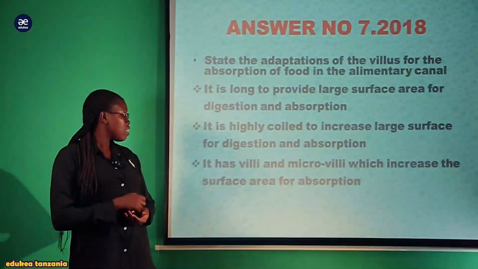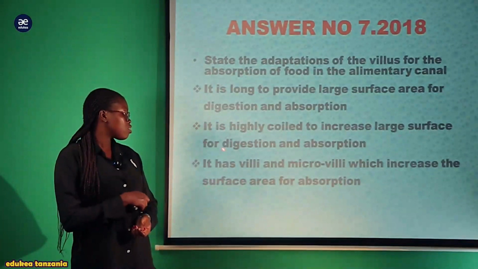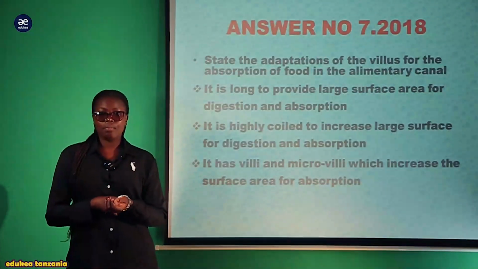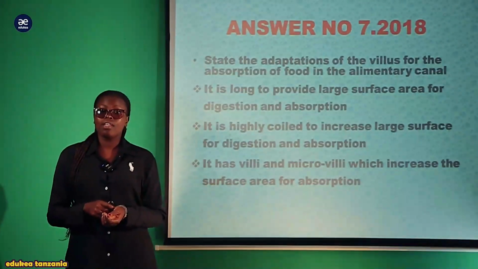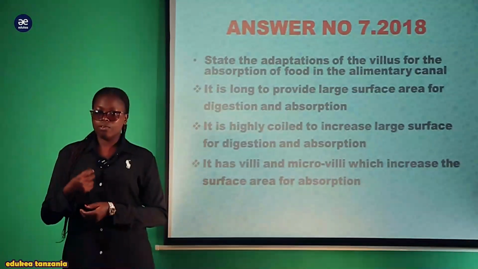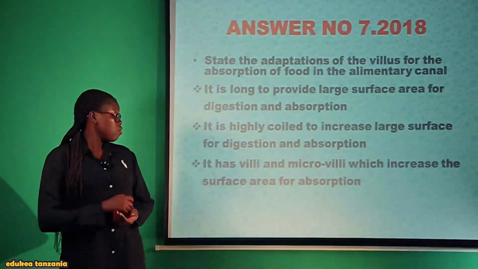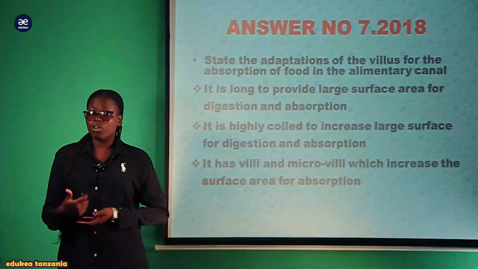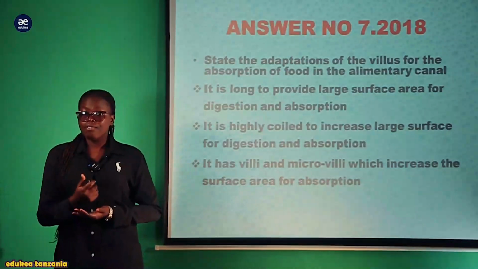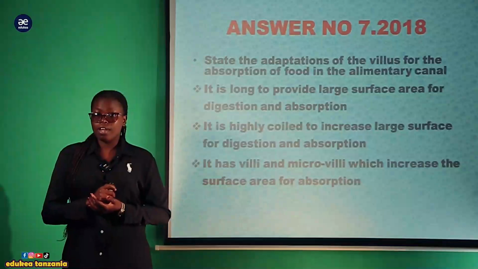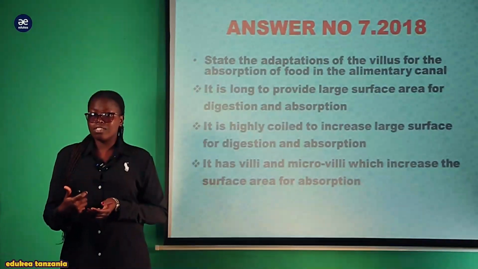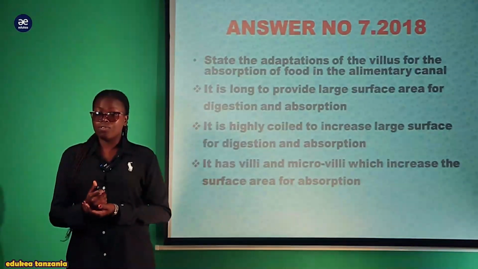The second one is that it is highly folded to increase surface area for digestion and absorption. Any structure which is highly folded helps as an adaptation, for example the alveolus, alveoli, which are found in the lungs, in your topic of respiration and gaseous exchange. It is highly folded. This is an adaptation to increase the surface area for the absorption of the nutrients.